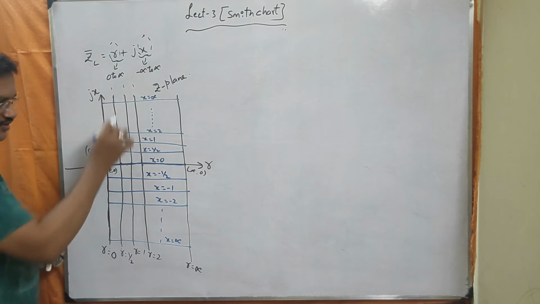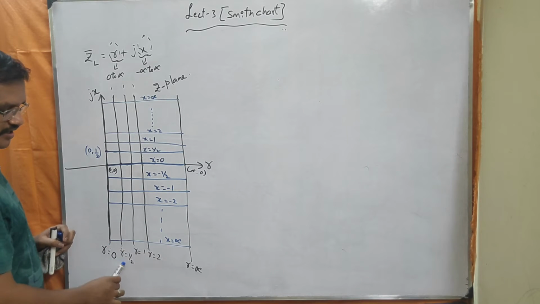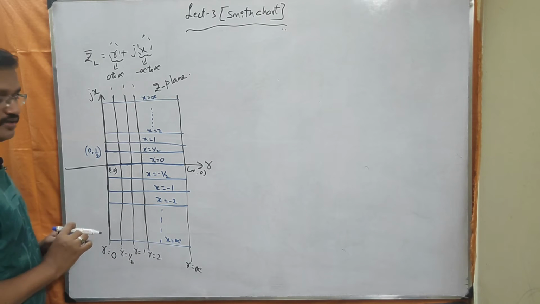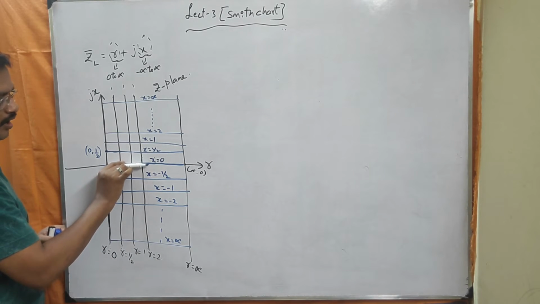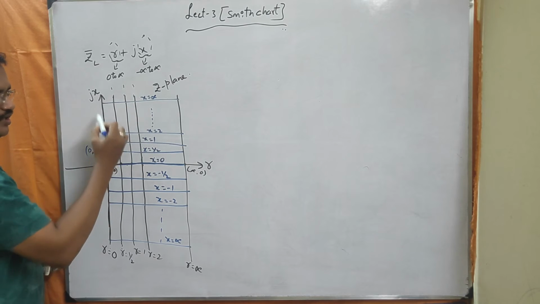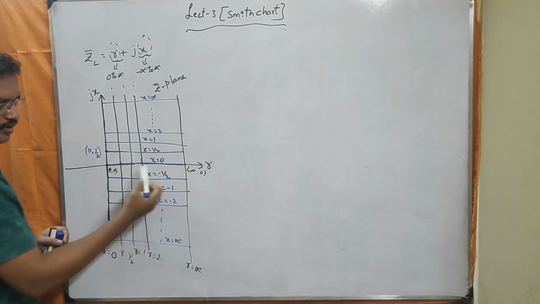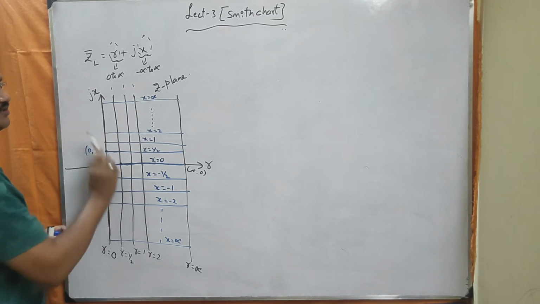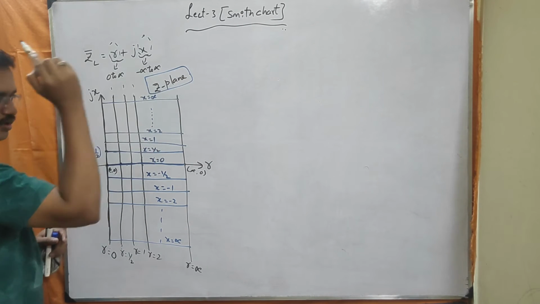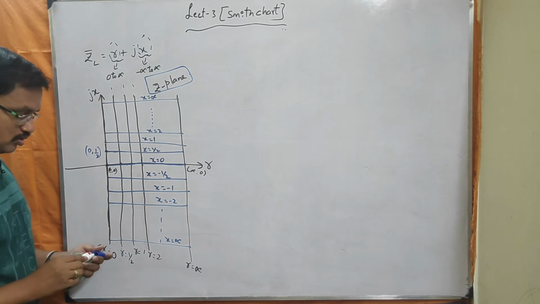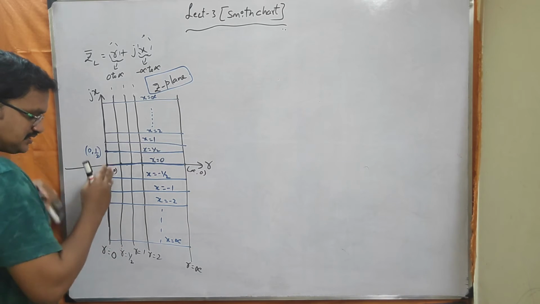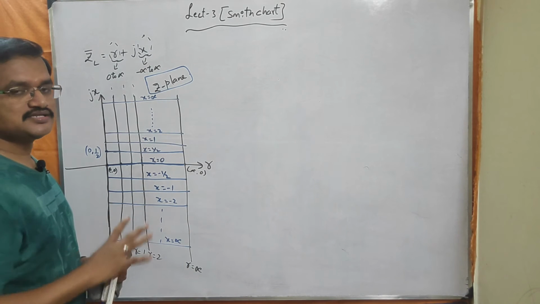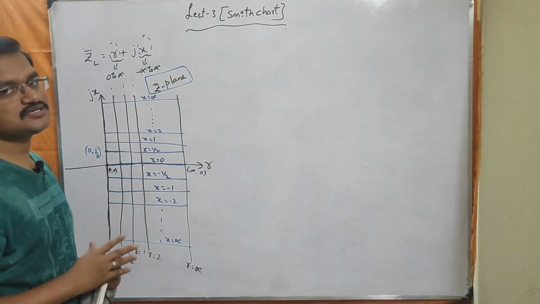Okay, so these vertical lines represent what here? Constant resistances, and these horizontal lines represent what here? Reactances. Above this R axis, you will get positive reactances. Below this R axis, we are going to get negative reactances. So this is the representation of resistances and reactances in the impedance plane. Okay. Yes or no? Okay. So then we have mapped these resistances and reactances onto the gamma plane. We got what? We got constant resistance circles and constant reactance circles.